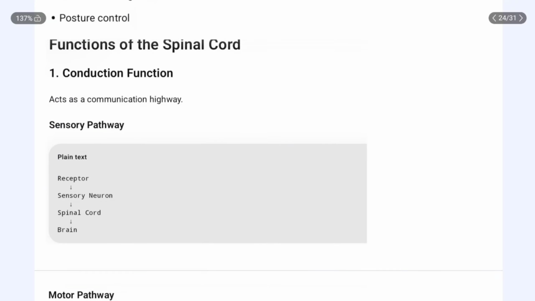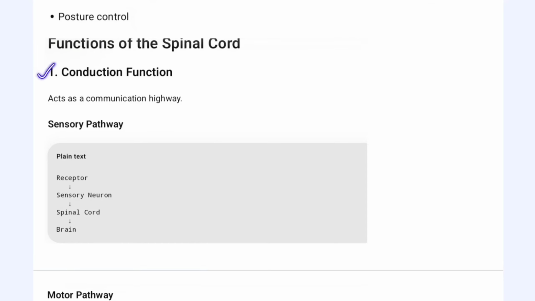Now we will see the functions of the spinal cord. At first, conduction function acts as a communication highway. Sensory pathway is receptor to sensory neuron to spinal cord to the brain.